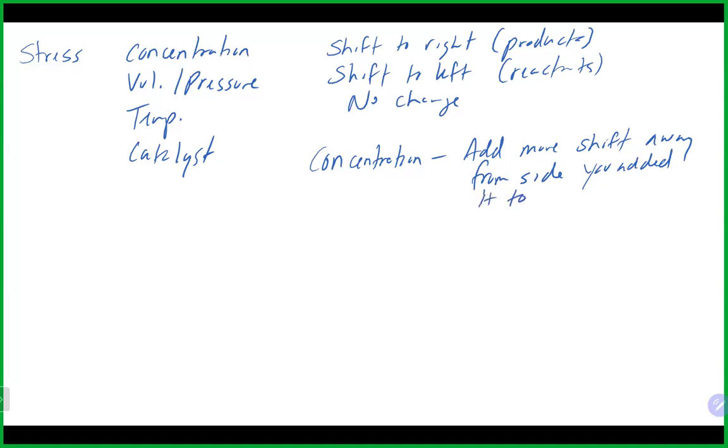So if you add more reactants, the equilibrium will shift to the right, away from reactants to the product side. And if you add more products, it will shift to the left, away from the products to the reactant side.